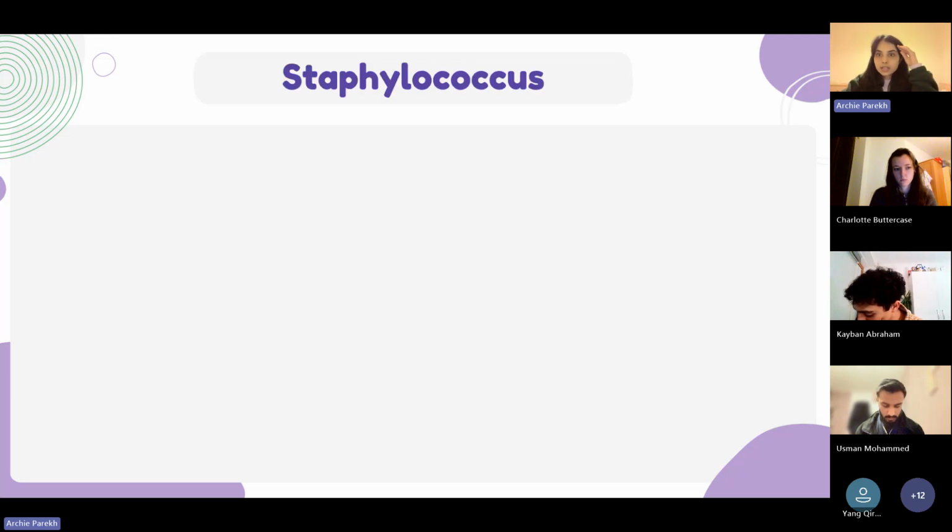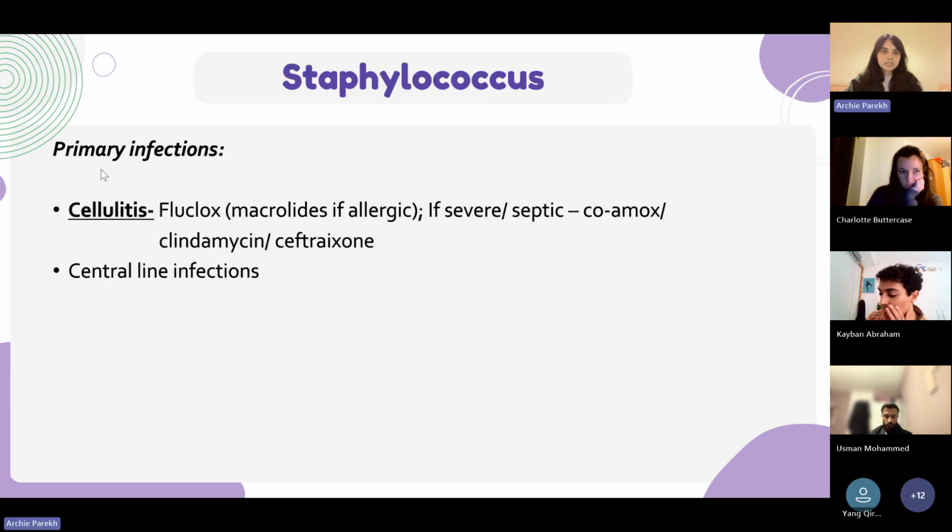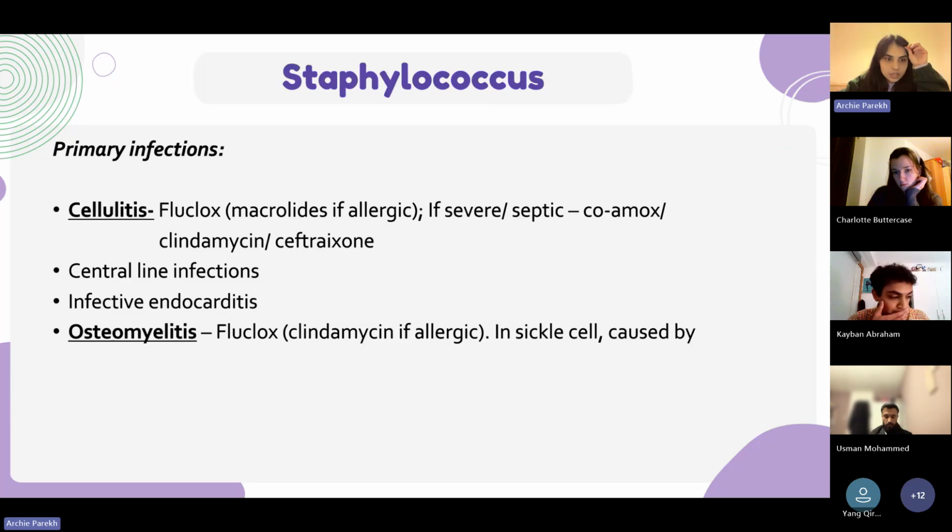So if you think of line infections or any external skin barrier breaking down and then they have an infection, for example a cellulitis, you're going to first think of Staphylococcus, irrespective of whether the gram staining is mentioned in the question or not. Staphylococcus does cause quite a lot of primary infections. It causes cellulitis, it can cause central line infections, and infective endocarditis can also be caused by staph, even though it's not the first cause.